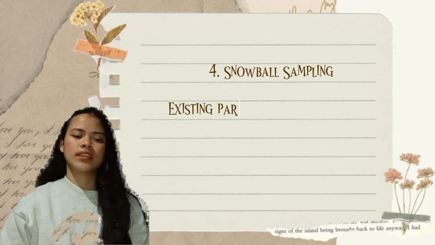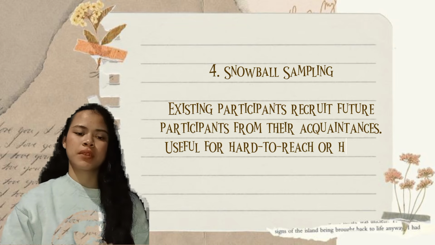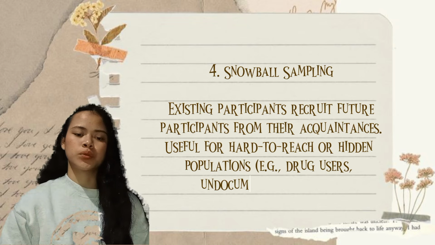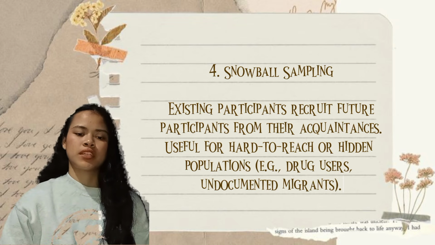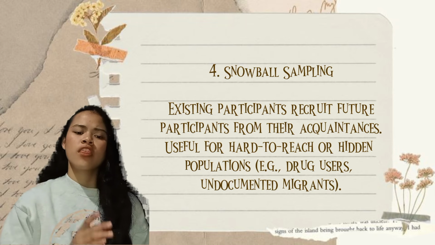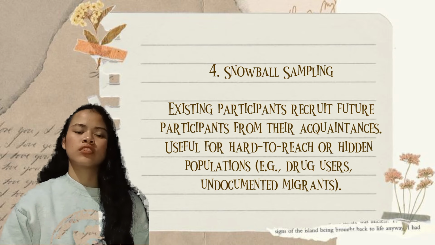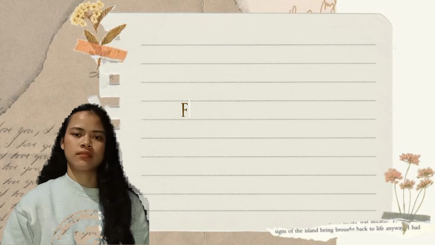And the fourth one is snowball sampling. Existing participants recruit future participants from their acquaintances, useful for hard to reach or hidden populations. Examples of this are drug users or undocumented migrants. This is especially effective when studying communities where trust and connection are crucial.